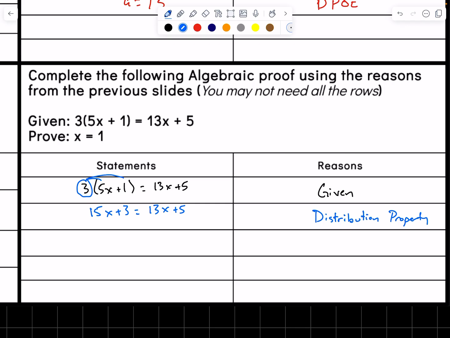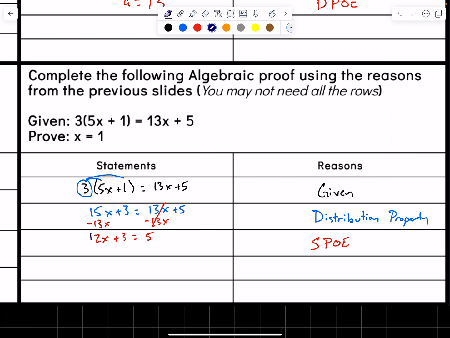Okay. I want to get my x's by itself. So I want to move my smallest x over, which is going to be 13. So I need to subtract 13x from one side, and because I do it to one side, I have to do it to the other. So I end up with 2x plus 3 equals 5. Because I did it to one side, I do it to the other. That's my postulate of equality again.